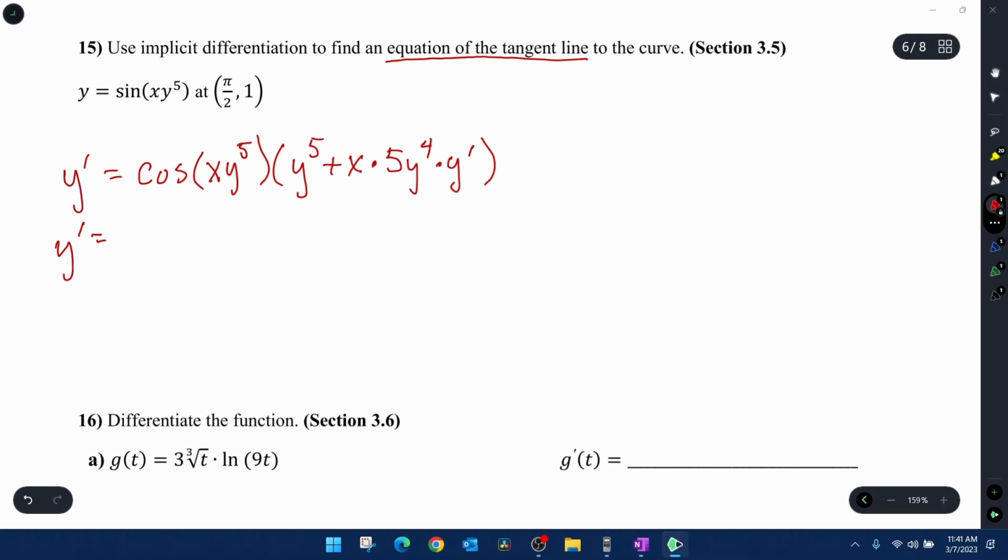All right, so we're going to have y to the fifth cosine of x y to the fifth, plus 5x y to the fourth cosine of x y to the fifth, times y prime.